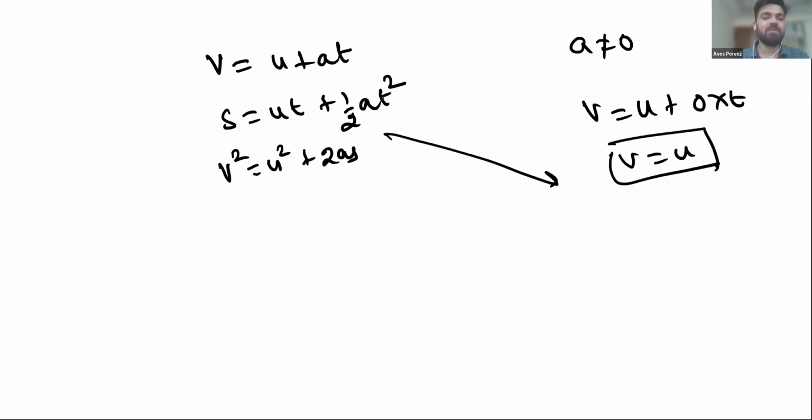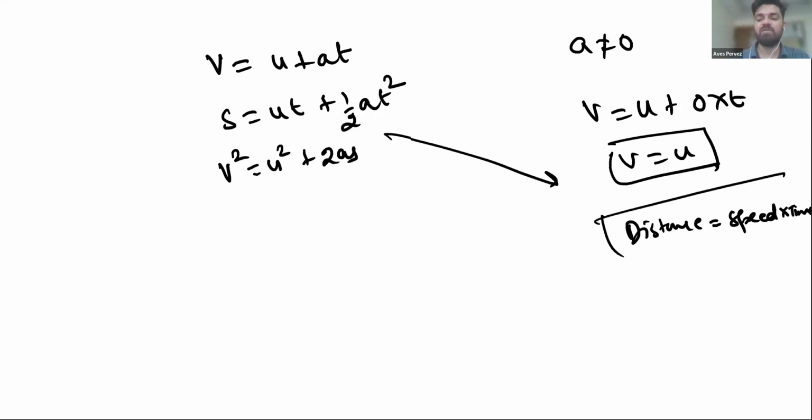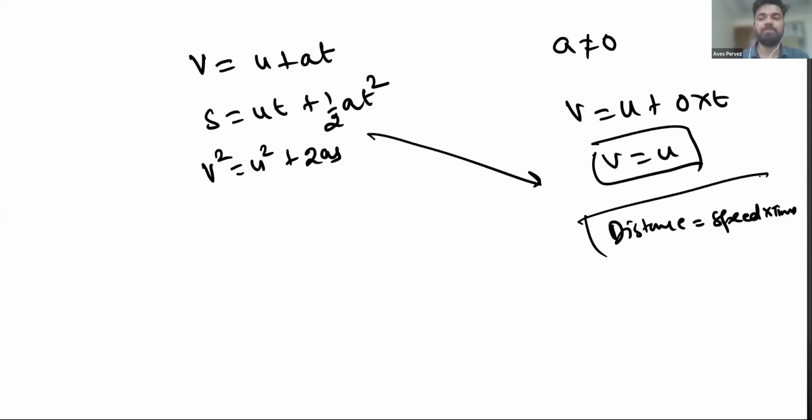Similarly, if you put a as 0, this term will become 0, and you will get distance equal to u, that is speed, into time. This will give you the formula speed is equal to distance upon time, so the same formula you will come across. So when we have accelerated motion, we use these 3 equations of motion.